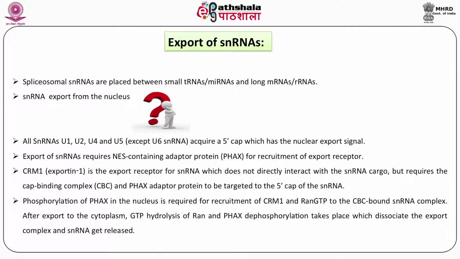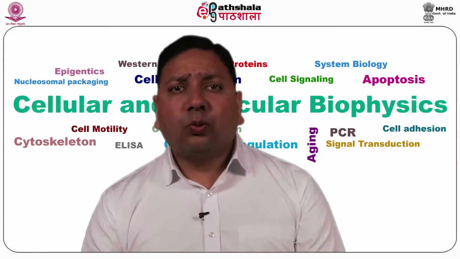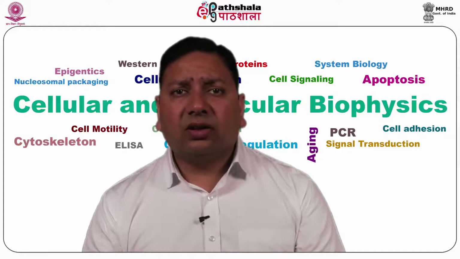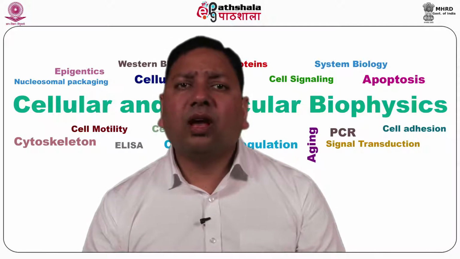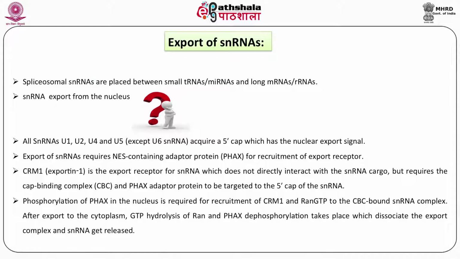All snRNAs except U6 are synthesized by Pol II as pre-snRNA, and these acquire a 5' cap which has the nuclear export signal. Export of snRNA requires nuclear export signal containing adapter proteins, called PHAX, for recruitment of export receptors. CRM1 is the export receptor for snRNA, which does not directly interact with the snRNA cargo but requires the cap binding complex, called CBC, and PHAX adapter proteins to be targeted to the 5' cap of the snRNA.